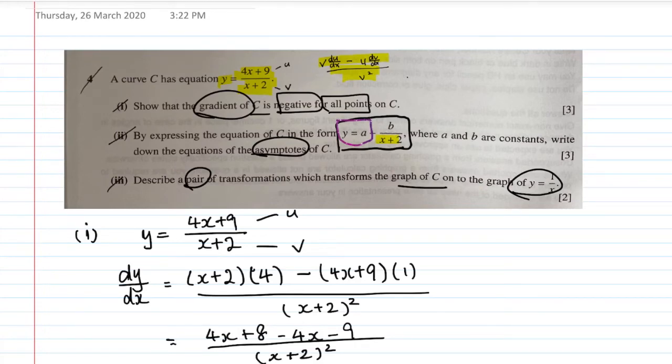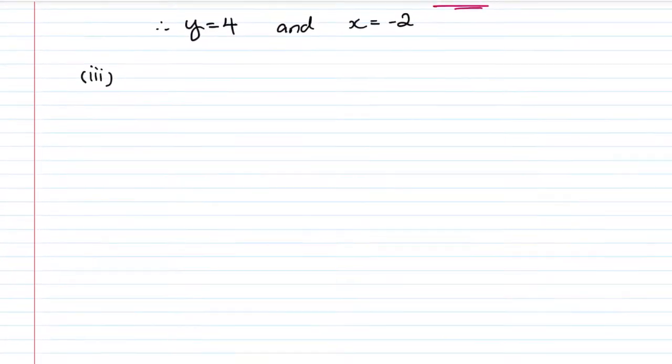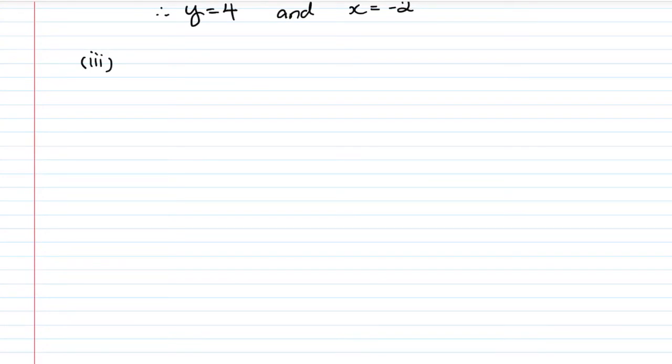What you want to do for this part is to just work it out slowly. In order to get from step 1 to step 2, your curve equation C is y equals 4x plus 9 over x plus 2, correct? So you're trying to get this to become 1 over x. How are we going to do this? Work it out step by step, slowly.